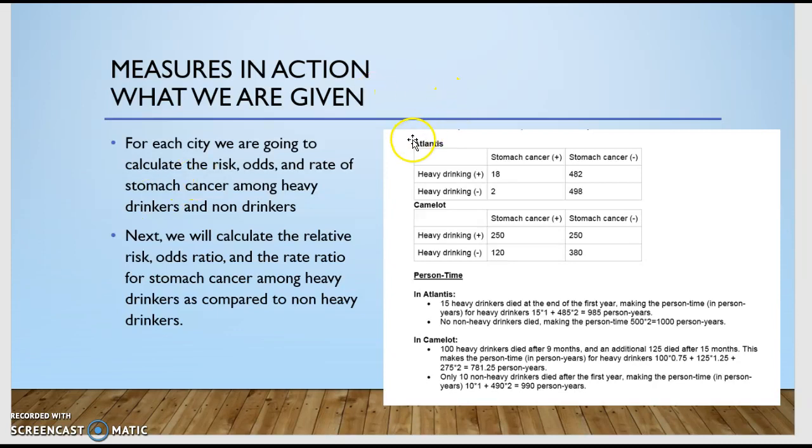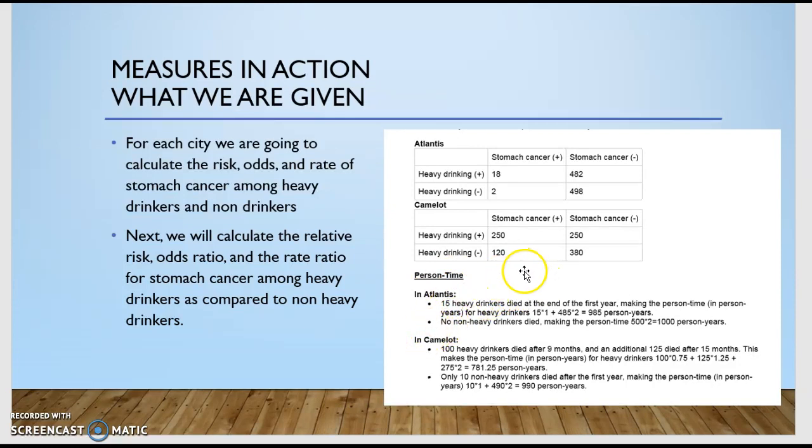In this chart, we can see we have two cities, Atlantis and Camelot. We'll use both these tables when converting our analyses and data for finding the risk, odds, and rate. When solving our rate ratio, we must not forget the person-time. In Atlantis and Camelot, we have imperative data that we must include when solving for the rate ratio.